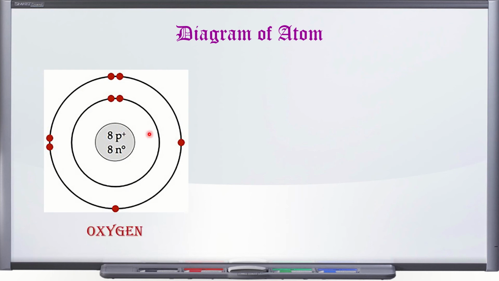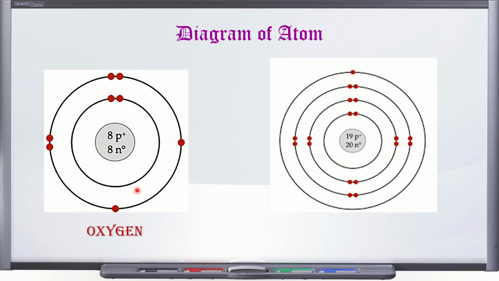This is the diagram of oxygen. Oxygen has 8 protons and 8 neutrons, and it also has 8 electrons. So you show 8 protons and 8 neutrons in the center, and 8 electrons: in the first shell there are 2 electrons, and in the second shell there are 6 electrons. You can show it this way.